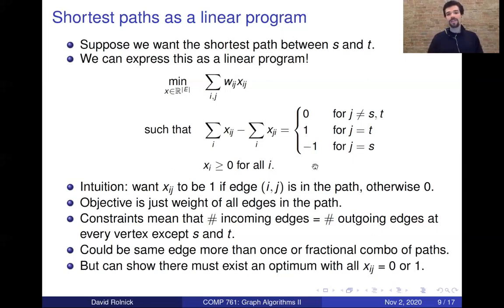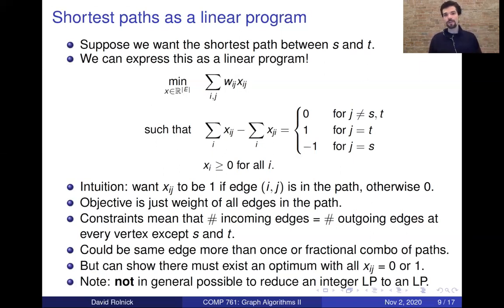Okay, and then one final thing I wanted to indicate here is that in general, what we would like is an integer linear program. We'd like a solution to this where the xij are constrained to be integers. This is called an integer linear program. If you constrain the variables xij to be integers, it is in general not true that an integer linear program can be reduced to a linear program. In this particular case, it can be. Integer linear programs are in general much harder than linear programs. But in this particular case, we have an integer linear program where the optimum is the same as the optimum if you just made it a linear program.